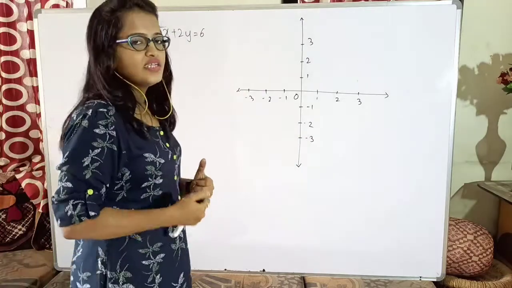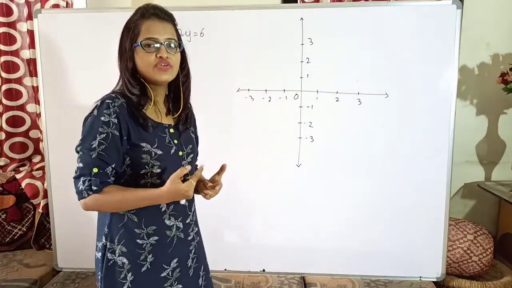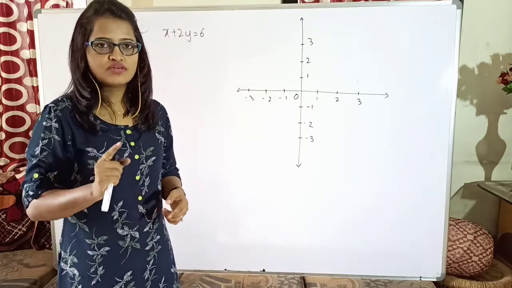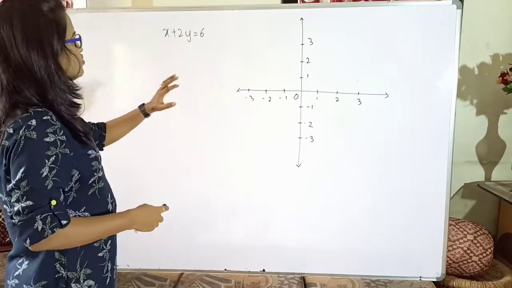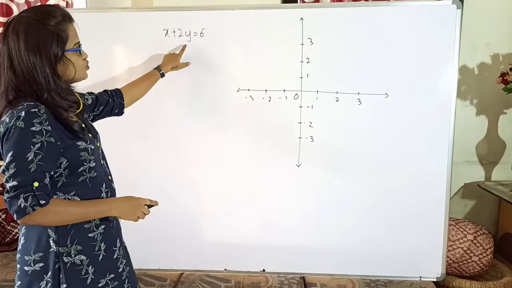Now let us see, why do we call an equation wherein the degree of the variable is 1 a linear equation? Now let us try to draw a graph of it. Here I have taken one equation, x plus 2y equal to 6.